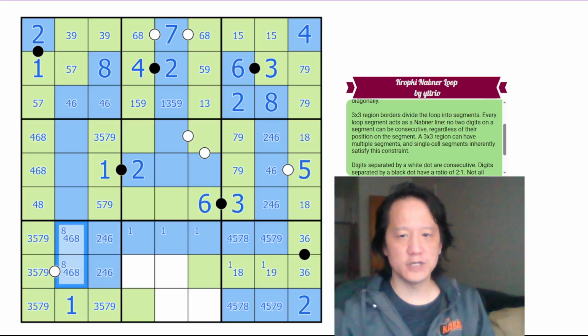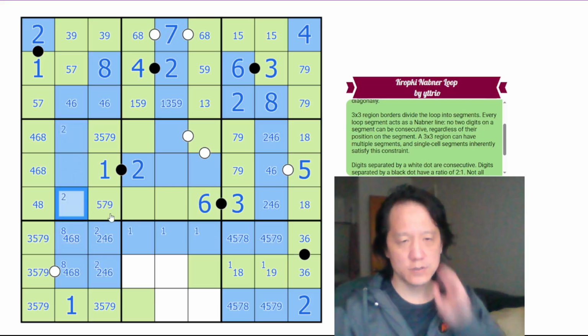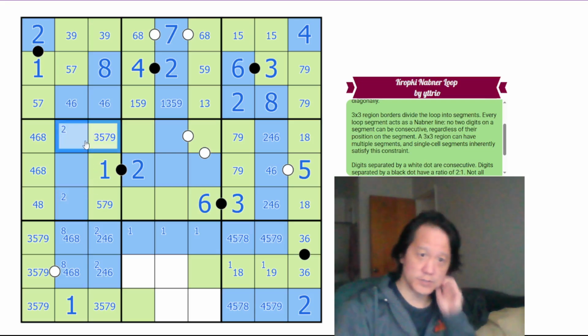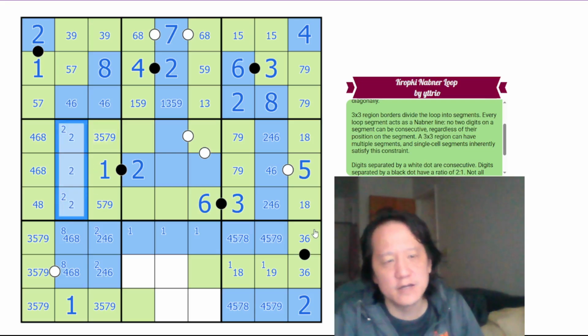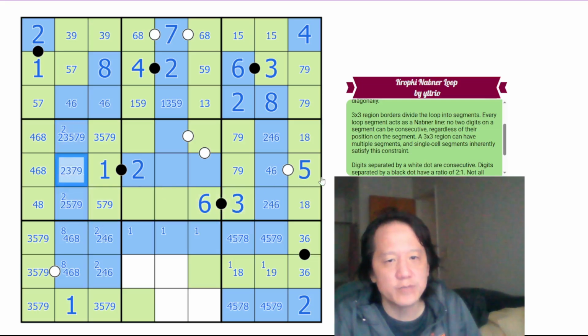We're guaranteed an 8 here, a 2 here. 2 has to be one of these 2 digits here. We're not sure which. Okay, so this is 2, 3, 5, 7, 9. Obviously, this can't be 3 because of 3 in the rows, can't be 5 because of 5 in the rows, can't be 2.